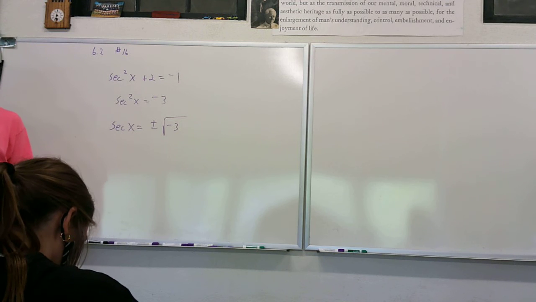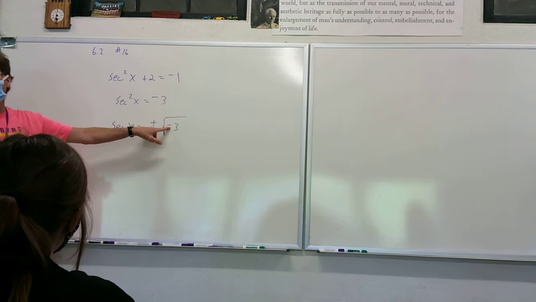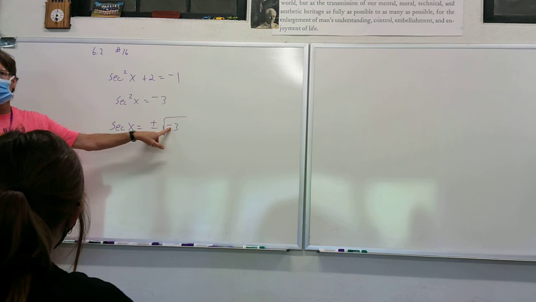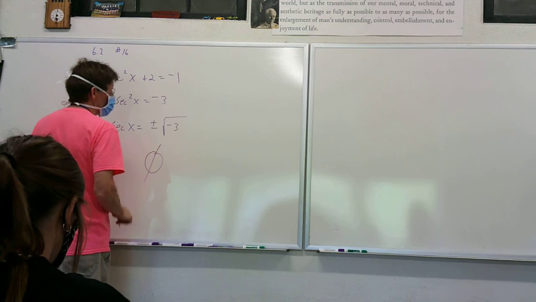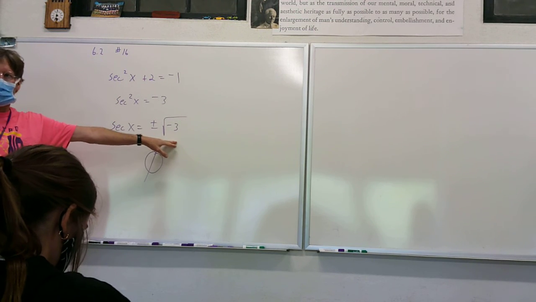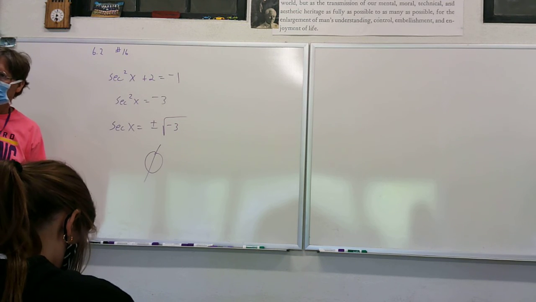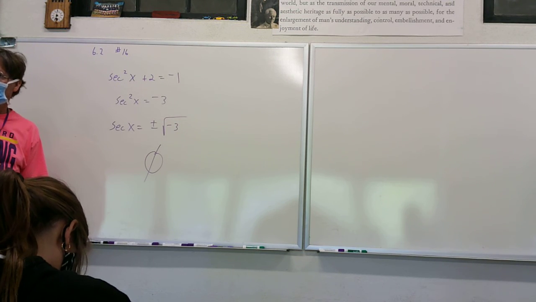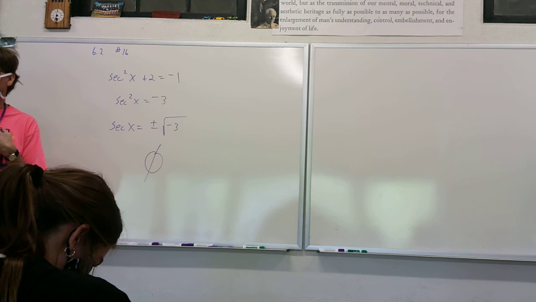We got a problem. Because what happens when you take the square root of negative 3? You're about to get i's in your answers. Because you're going to get secant x equals an imaginary number. Can't be on your circle because it's an imaginary number. Yes, sir? Okay, so every time you do the square root, it's always going to be plus or minus? Yeah, always. If you're putting a square root in a problem, it's plus or minus.